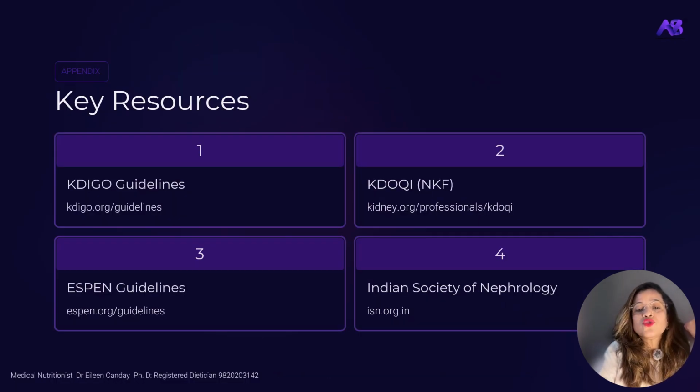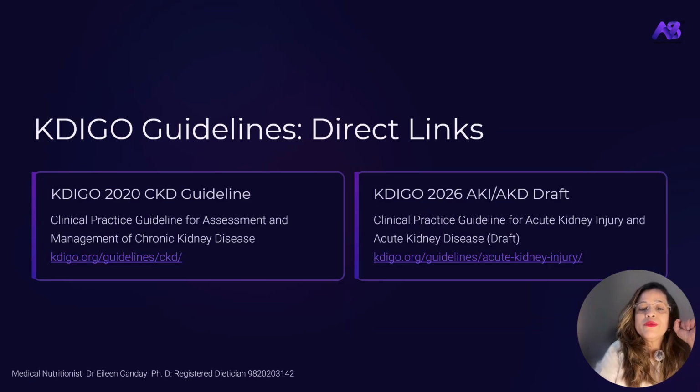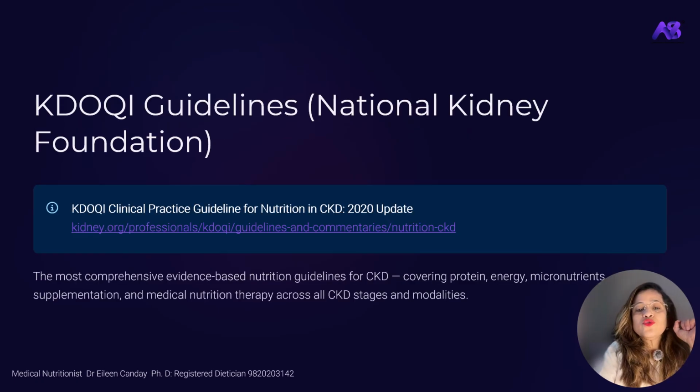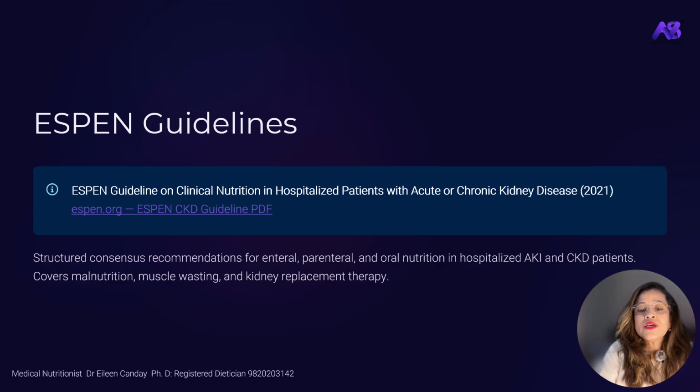Okay, if you get a chance, just go through some of the key resources, whether it is the KDIGO guidelines, the KDOQI guidelines, that is the National Kidney Foundation, or the SPEN guidelines. Even the Indian Society of Nephrology has some very good regional resources for Indian practitioners. Please take a look at these and read a little more. You can use the links which I have provided to learn more about the newer updates. These are some of the SPEN guidelines available on the site.